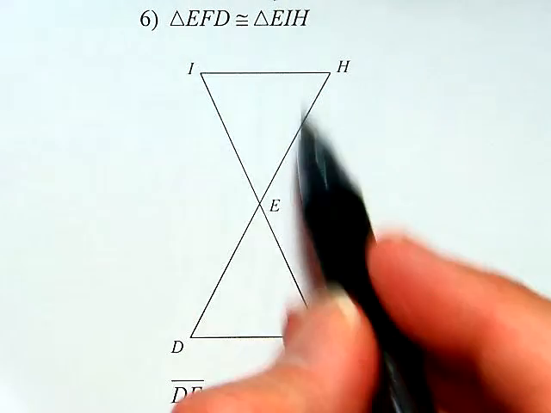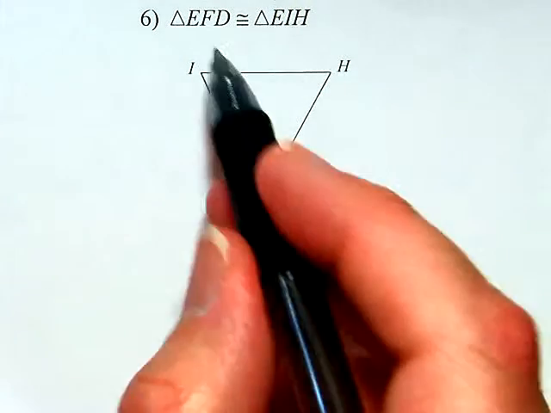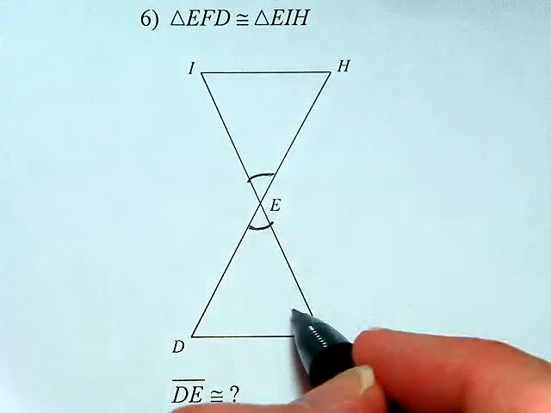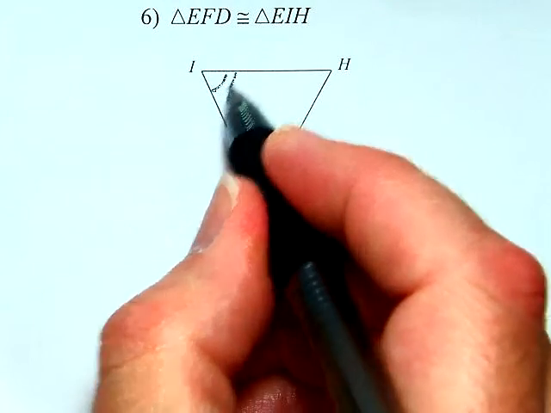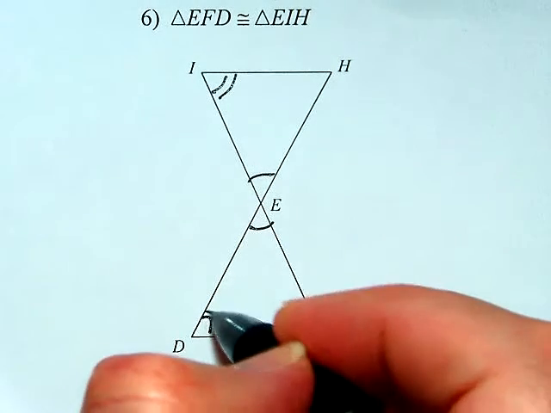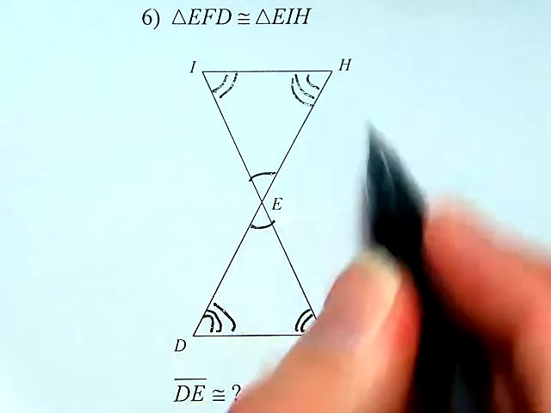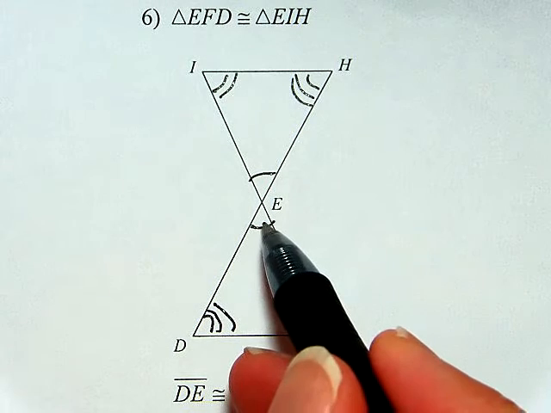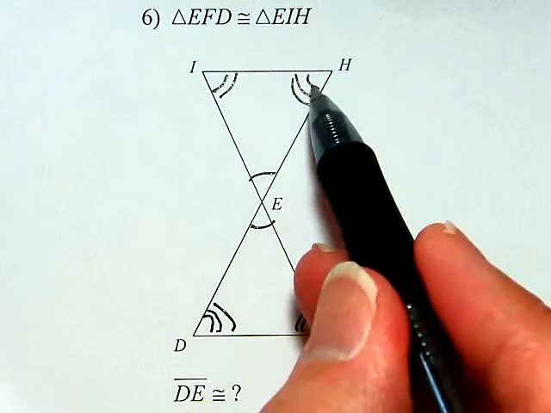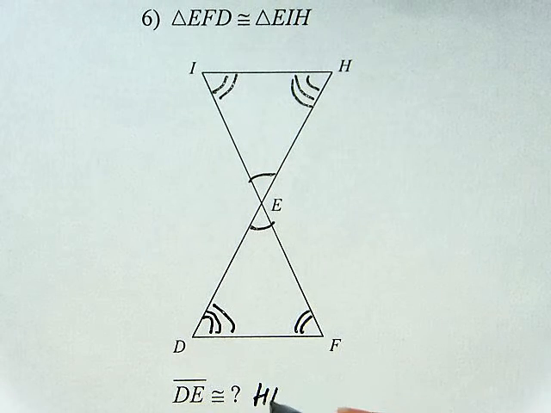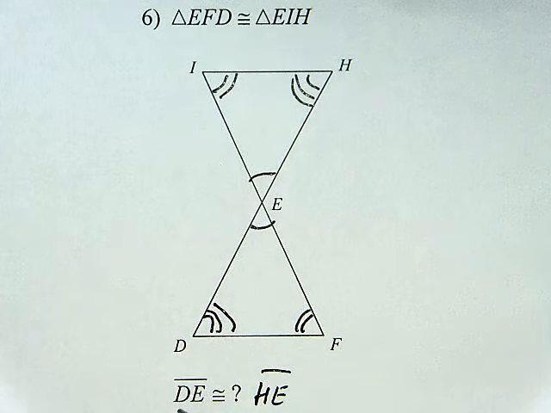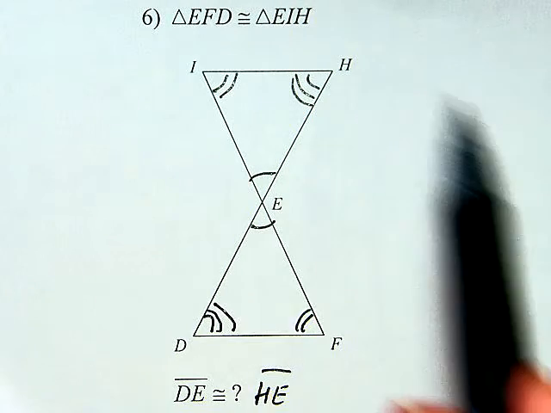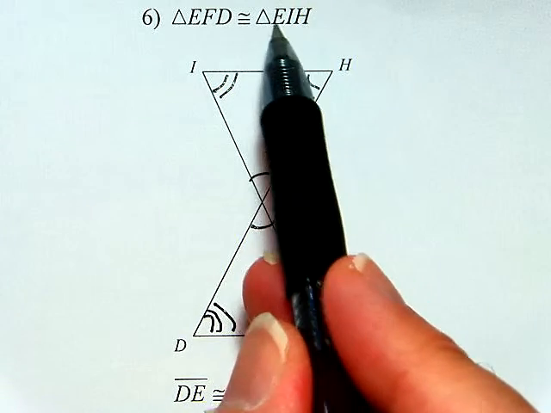So EFD is the lower triangle, and the E angles correspond. F corresponds with I, and D corresponds with H. So DE in the lower triangle takes us from the 3 marked angle to the 1 marked angle, and that would be HE on the top, right? And let's double check it with notation. DE is the third followed by the first position, which would be the same thing as HE, the third followed by the first position there.